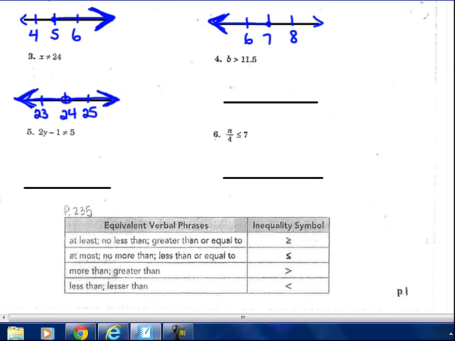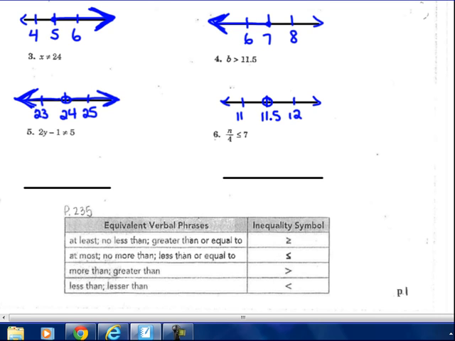What numbers b, number 4, are greater than 11 and a half? Well, I'm going to give myself a number line. 11.5 is going to be in the center. I can choose to count by halves and give myself 11, which is half less than 11.5, and 12, which is a half greater than 11.5. So what numbers b are greater than 11.5?